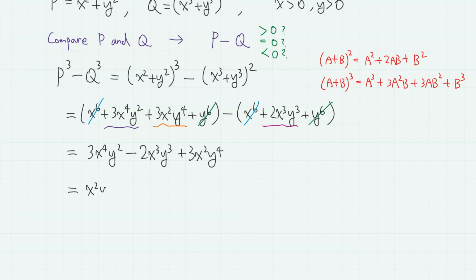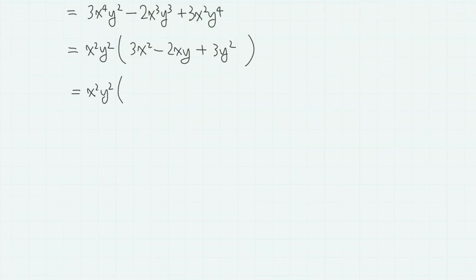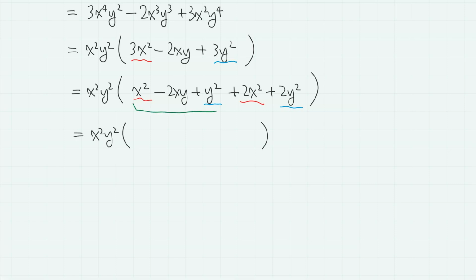Notice that we can extract x squared y squared as a common factor. Then we have 3x squared minus 2xy plus 3y squared. Here, let's write it as x squared minus 2xy plus y squared first, then 2x squared and 2y squared. So this 3x squared is split into x squared and 2x squared, and 3y squared is split into y squared and 2y squared. Then this part is a perfect square, which is x minus y squared. Then we have twice the x squared plus y squared.